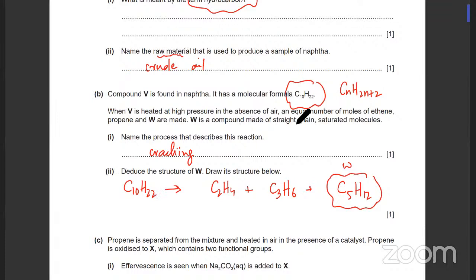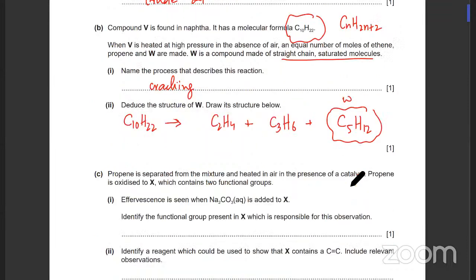And W, they've told us that it's a straight chain saturated molecule. They've already told us there were many isomers of W possible, but it's a straight chain saturated molecule. So they're asking you to draw the structure. Remember, when they talk about the structure, that is the most general description of a formula. Any formula that shows structure is sufficient.